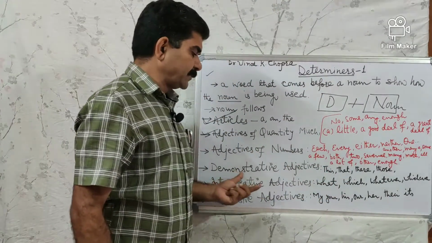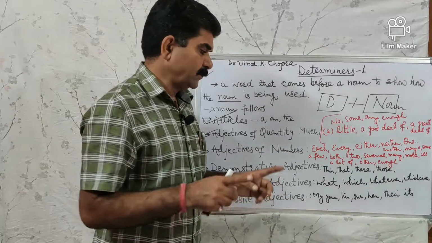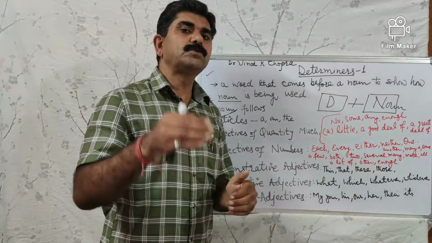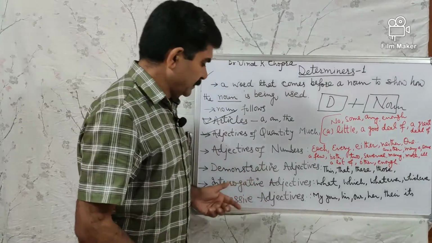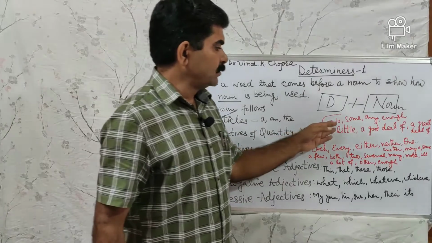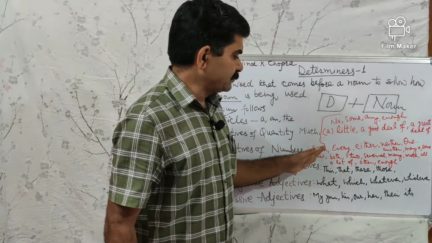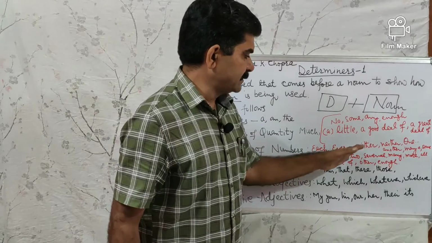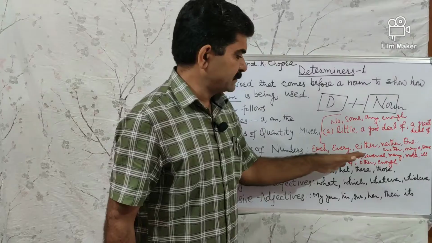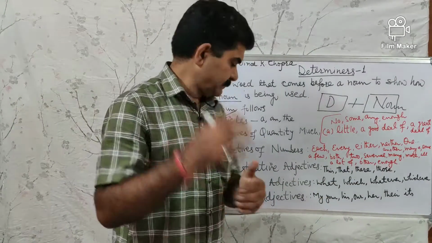Then we have interrogative adjectives. These are what, which, whatever, whichever. They are used to ask questions. After them there will always be a noun. For example, no student, some rice, any boy, each boy, every citizen, either boy, a few pencils, both boys. A noun will always be there.